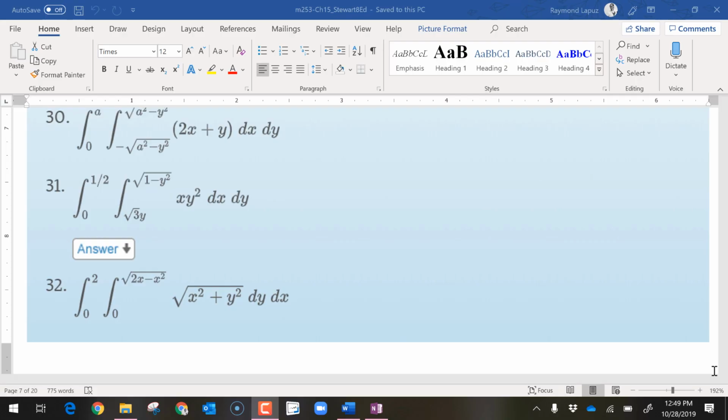Example. So this is from the polar coordinate section. Let's do number 31, just as a little warm up.